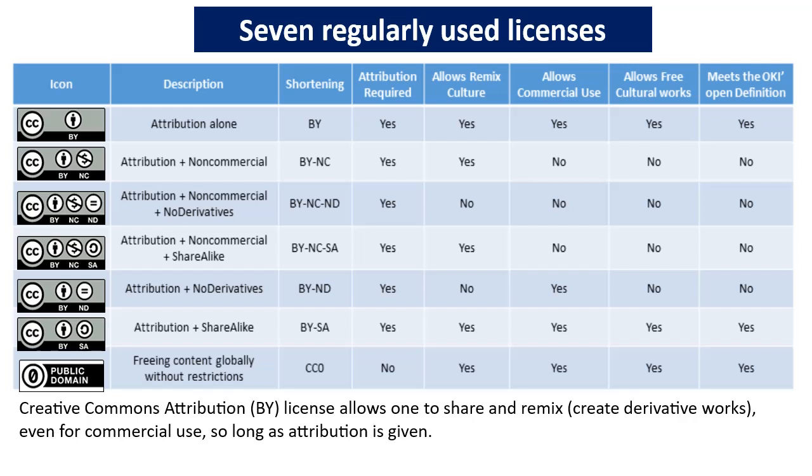So if you look at the table, it gives a fair idea as to how each license has a different kind of attribution to be given, and how each has a different role, and how the new works developed by people can have the licenses depending upon what exactly is their requirement. So the Creative Commons attribution license allows one to share and remix, that is create derivative works, even for commercial use, so long as attribution is given.